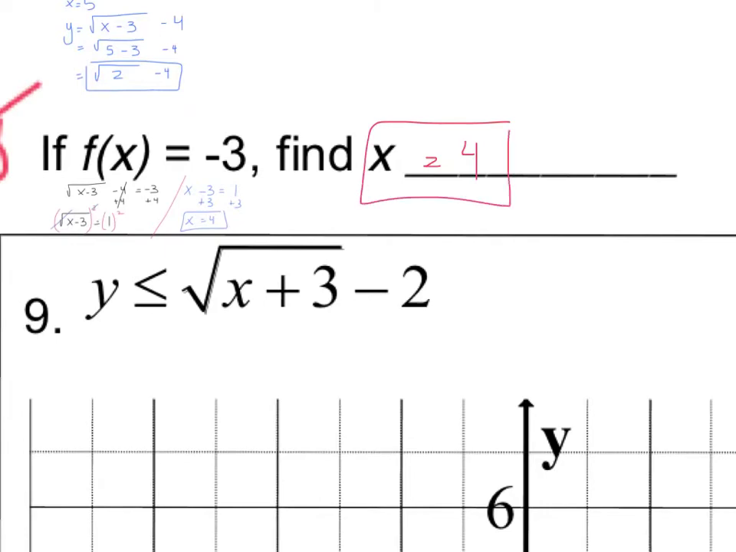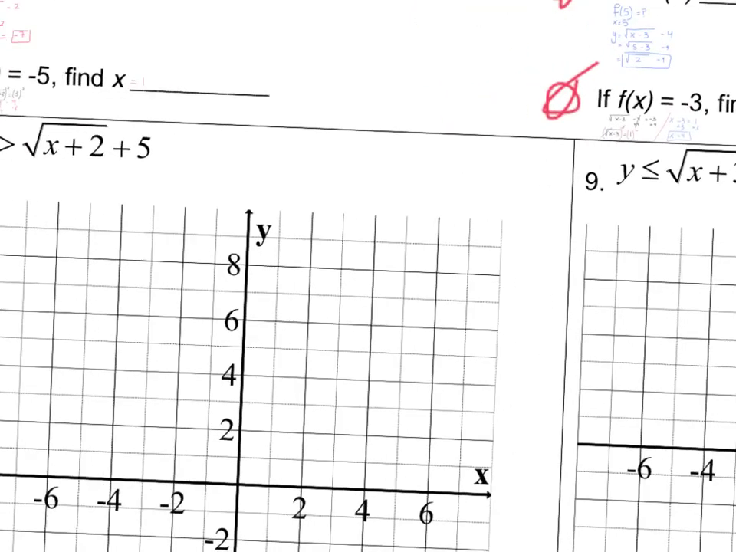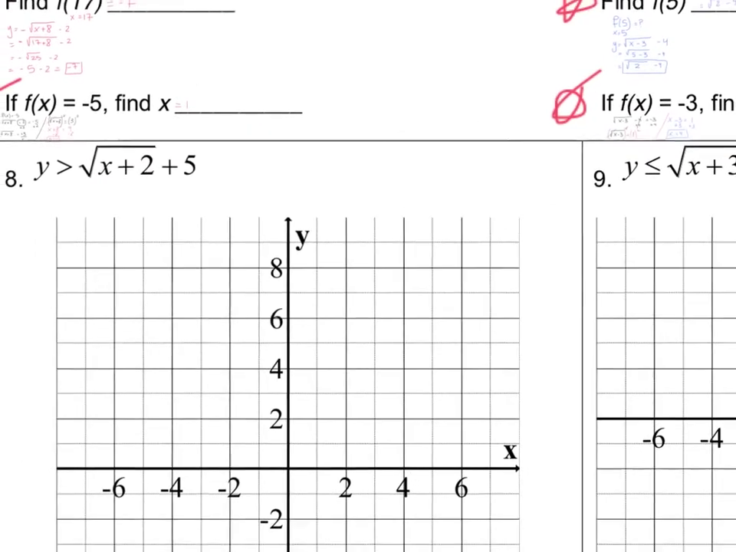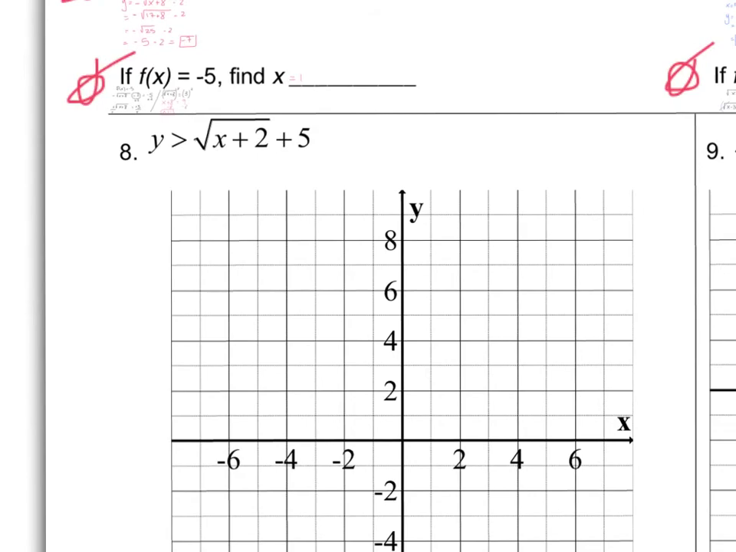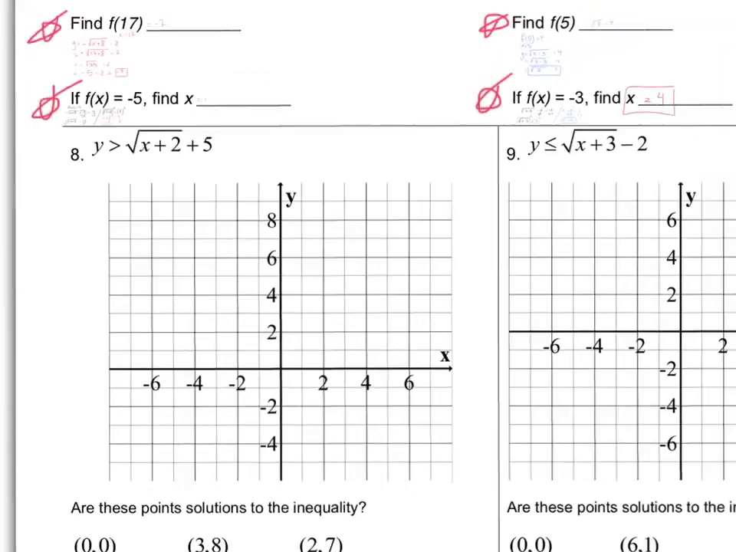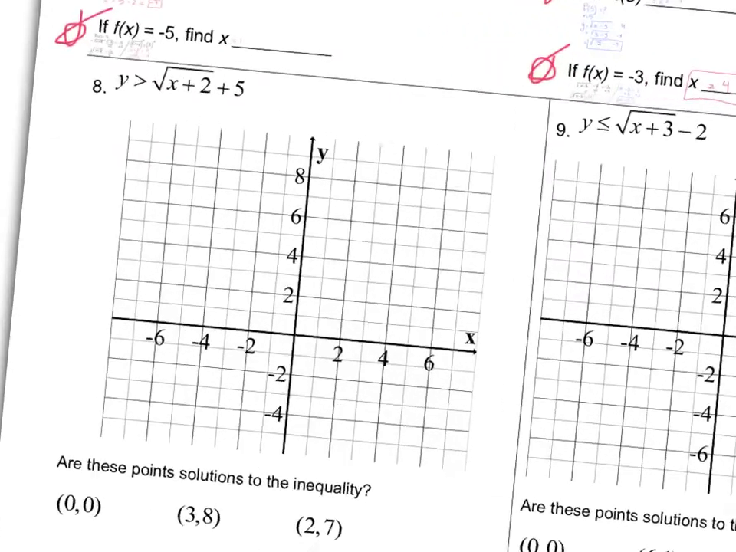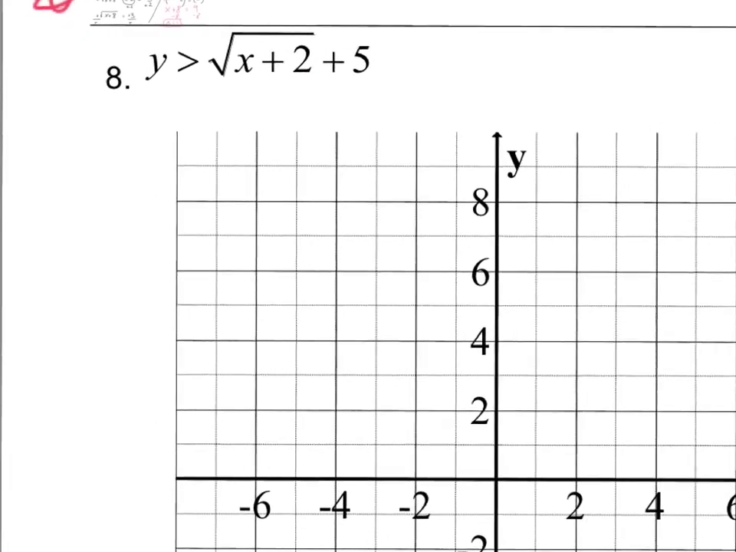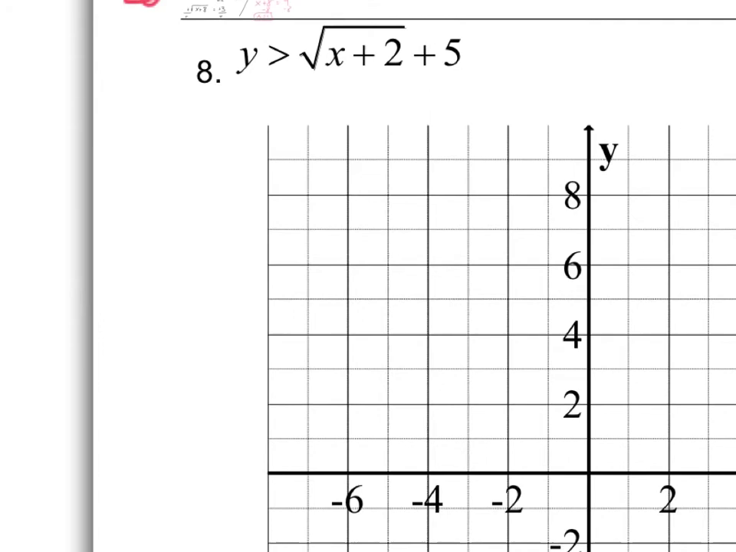This is how you solve radical equations. Now, how do we graph radical inequalities? I'm going to do number 8 with you, and then you can try number 9 on your own. So this is how we graph radical inequalities. First of all, you graph it just like you would with any other radical equation. So you start with the parent function.